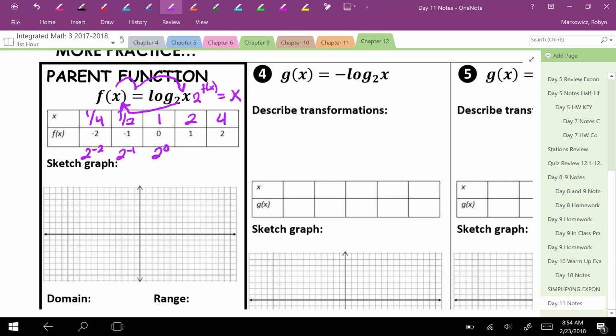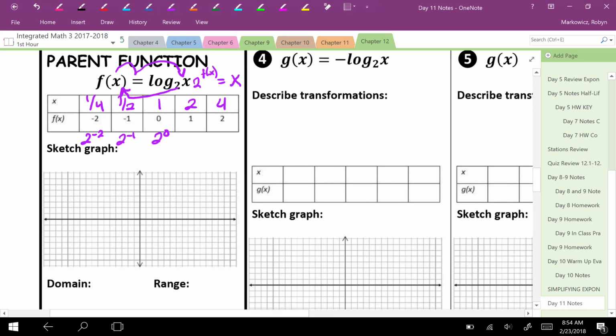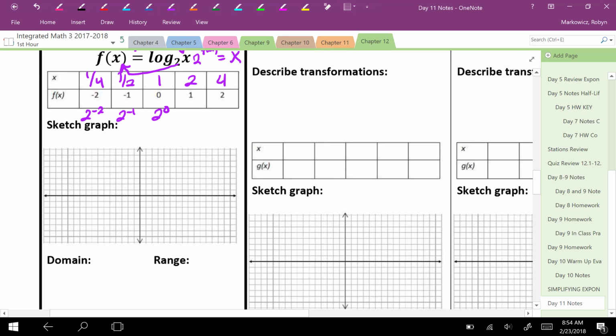So let's take a look here. I'm going to do this one differently. So let's plot these points here. So we have our vertical asymptote is where? 0. X equals 0. Make sure you say it as an equation, proper form. 1/4 is at -2. 1/2 is at -1, 0, 1, and 2.